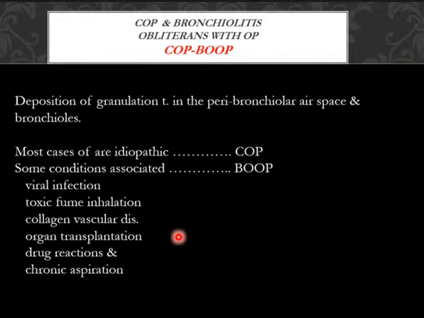COP, cryptogenic organizing pneumonia, is deposition of granulation tissue in the peribronchial airspace and bronchioles. Most cases are idiopathic. At that time you say cryptogenic; cryptogenic means uncertain origin. But when it is secondary to another condition, it is called bronchiolitis obliterans organizing pneumonia, maybe due to viral, toxic, collagen vascular disease, post-transplantation, drug reaction, and chronic aspiration.